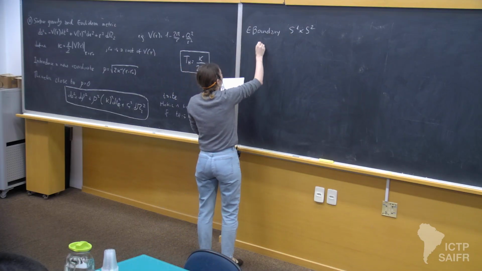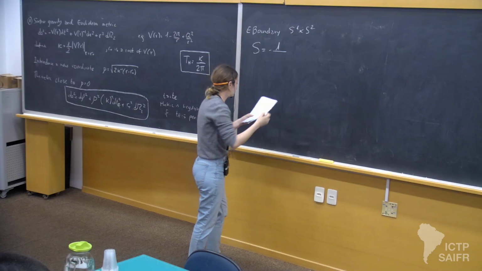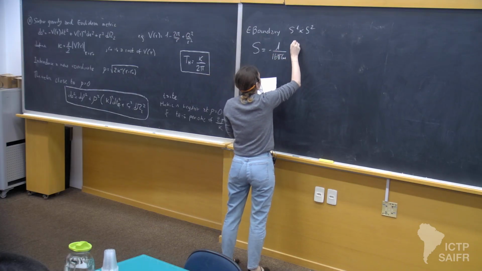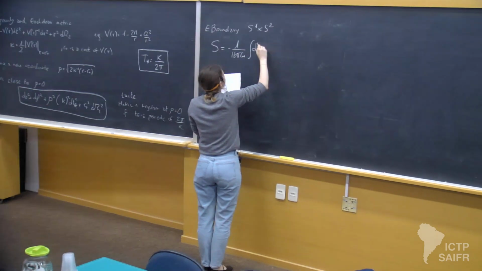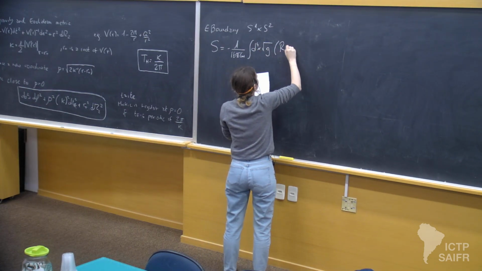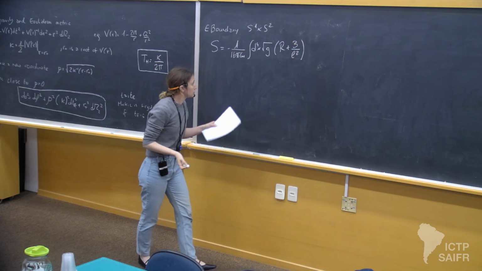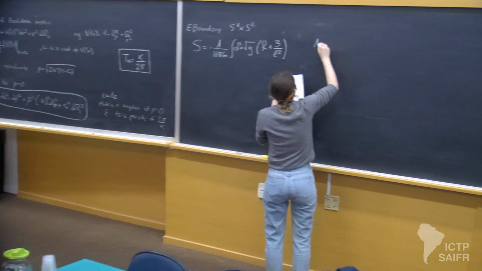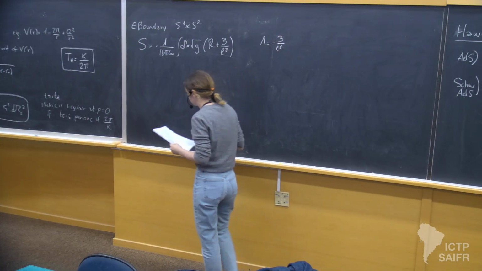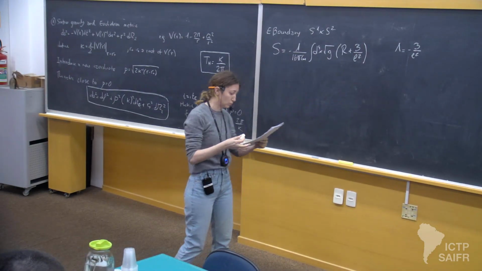First of all, these two solutions are both solutions to the equation of motion, to Einstein's equation of the same action, which is just Einstein gravity in the presence of a cosmological constant, which reads like so, where, again, lambda is equal to 3 over L squared. You have a negative cosmological constant, so you can have an AdS space as a solution.